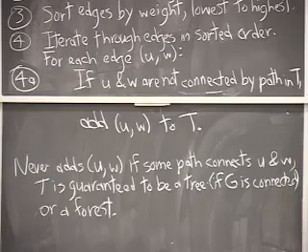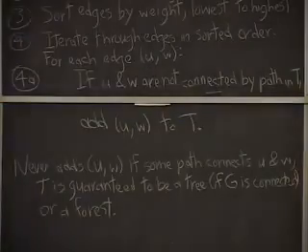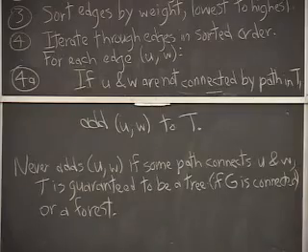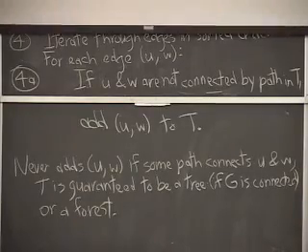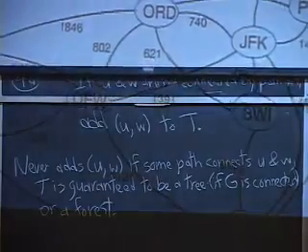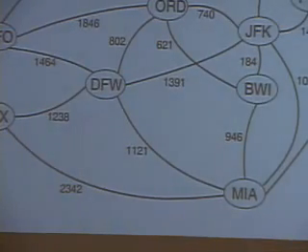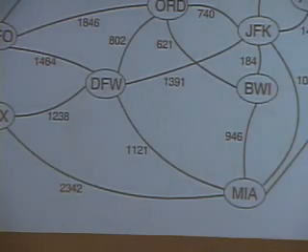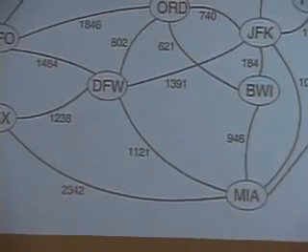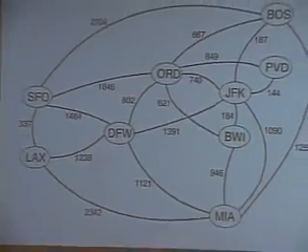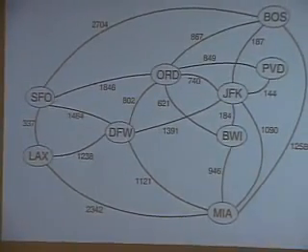All right. So what I want to try to do, if I can get this right, is to run this algorithm on a piece of paper. So here's what the algorithm does. Here's a bunch of airports and the number of miles that connect them.